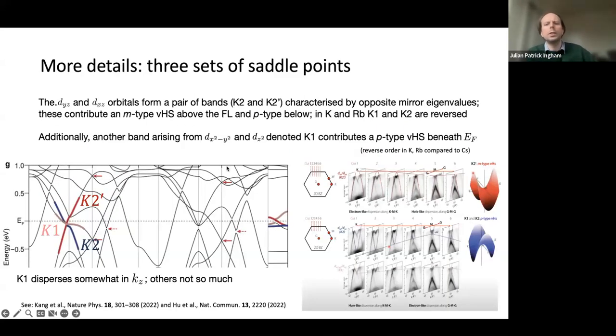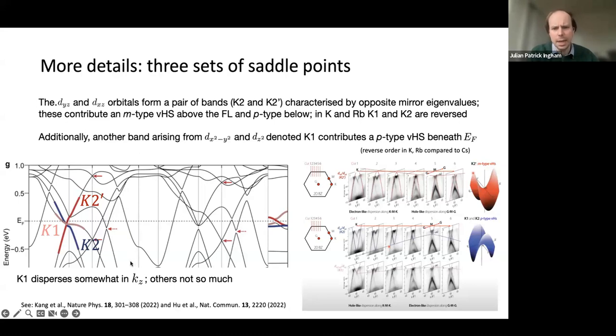Since I'm arguing the appearance of multiple Van Hove singularities is important, I'd like to elaborate somewhat more on the details of these saddle points. The two Van Hove singularities which arise from the XZ and YZ orbitals are denoted as K2 and K2 prime, appearing in bold red and blue in this plot. K2 is the M-type and K2 prime is P-type.